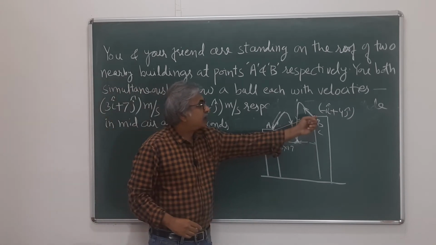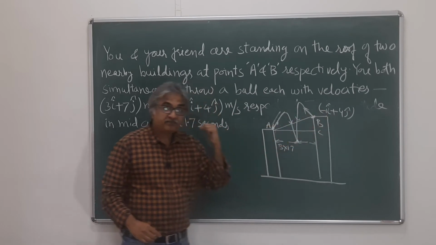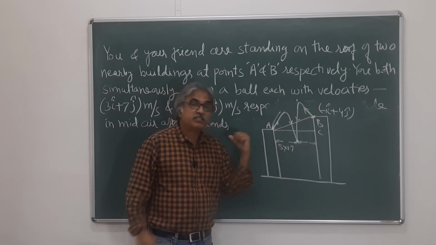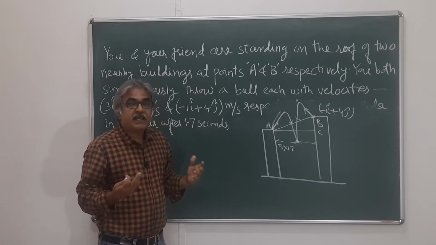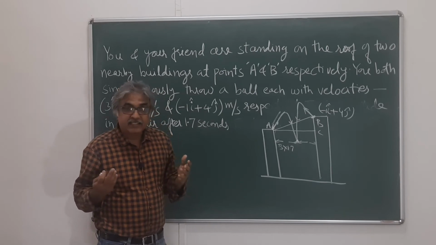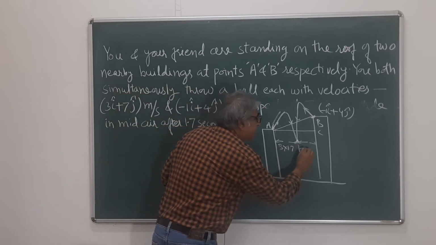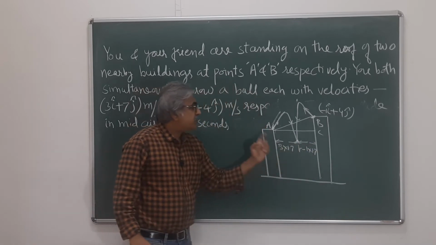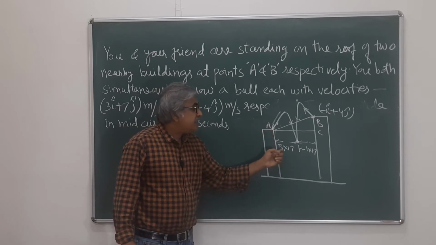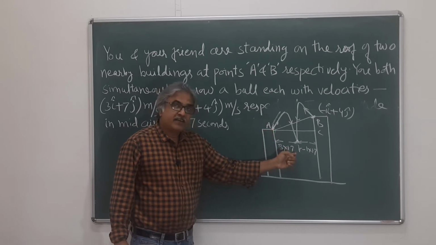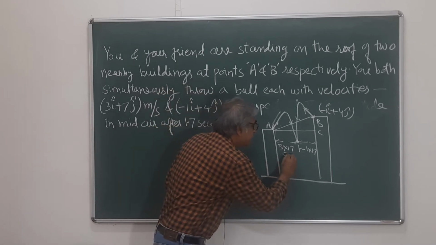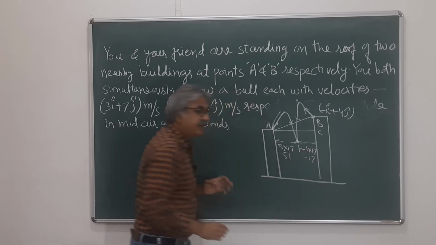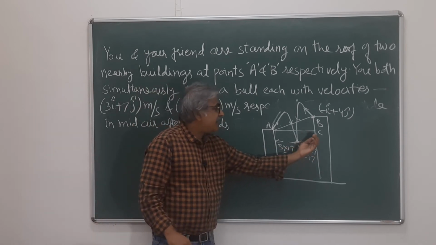Now look at the ball thrown from point B. It is thrown with a horizontal velocity of minus 1 meters per second. That means it is towards the left. It is also traveling for 1.7 seconds, so this displacement is minus 1 into 1.7. So the displacement of the ball thrown from A is plus 3 into 1.7, which is 5.1, and this one is minus 1 into 1.7, which is minus 1.7, okay? This minus sign just shows that it is towards the left.